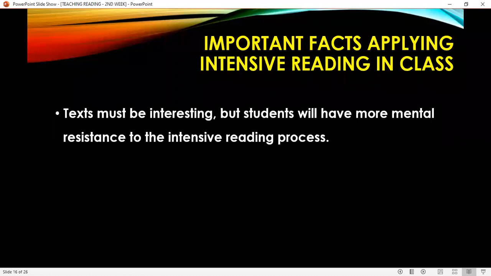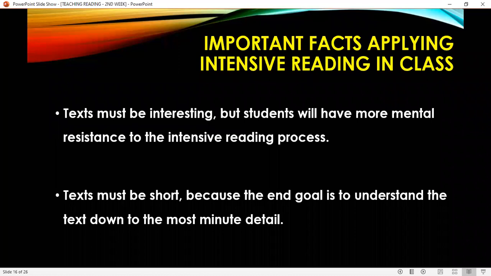Texts must be interesting too, similar to the extensive. But students will have more mental resistance to the intensive reading process. Here, it's so important that when you apply intensive reading, the text must be so interesting because you want them to analyze the text. And if the text is not interesting, they are going to get bored easily. They're going to have a mental resistance to complete this intensive reading process. So the text must be very interesting in order to do this kind of reading, okay?